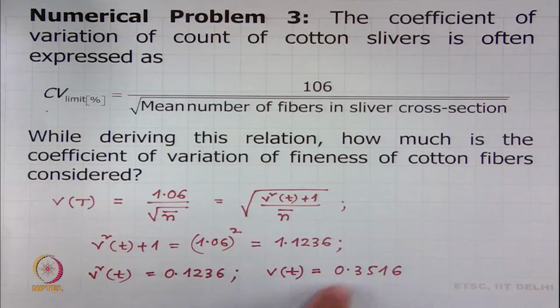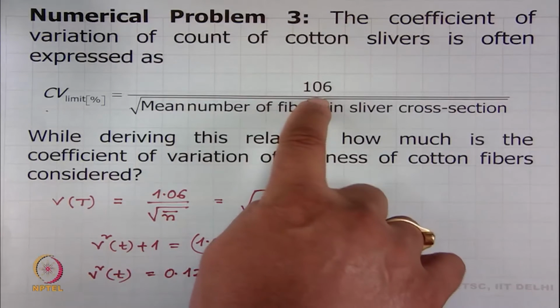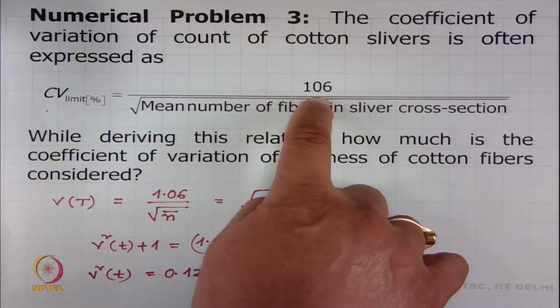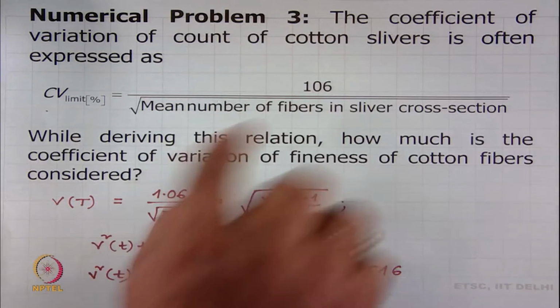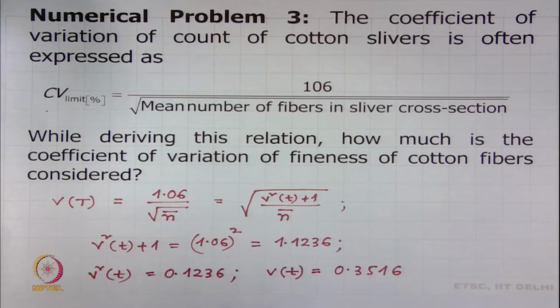If the CV of fiber fineness changes, of course, this value will not be 106, instead of 106 it can be some other value. However, there is a tendency amongst us to use this expression for all cotton slivers or all cotton yarns, which is not correct. So, in practice, you have to first find out the coefficient of variation of fiber fineness, then use Martindale's expression, then find out CV limit.